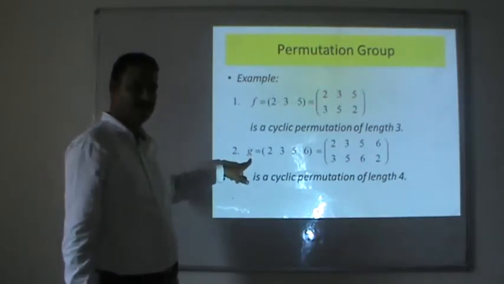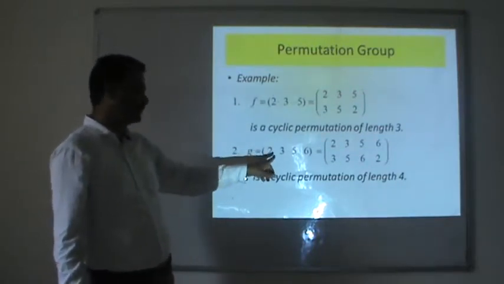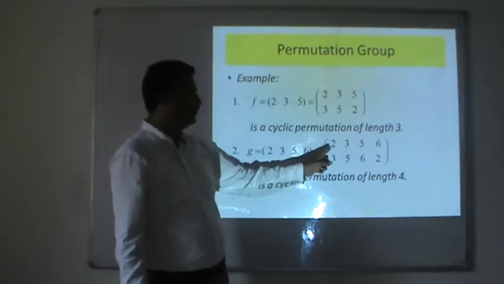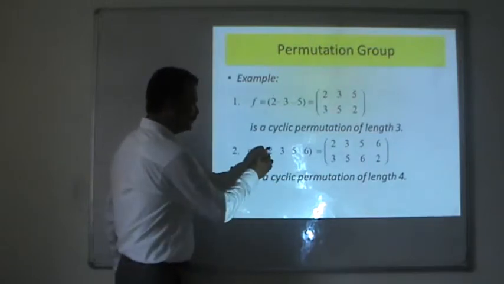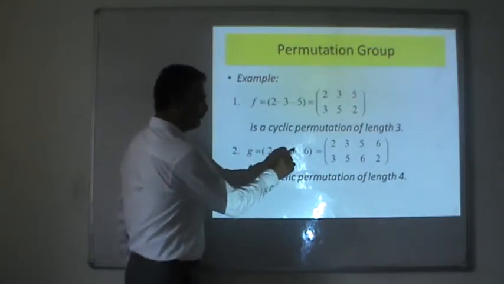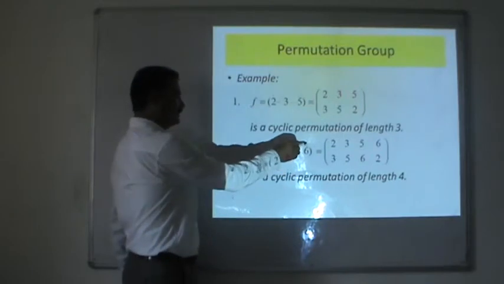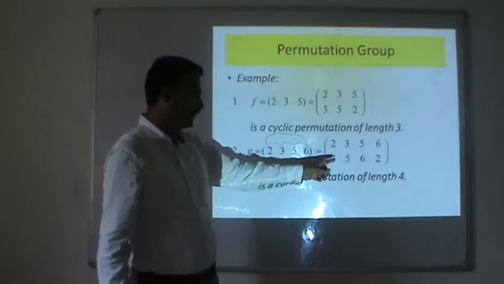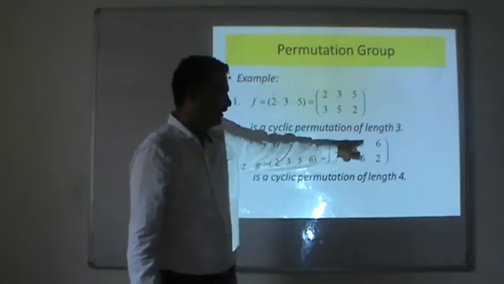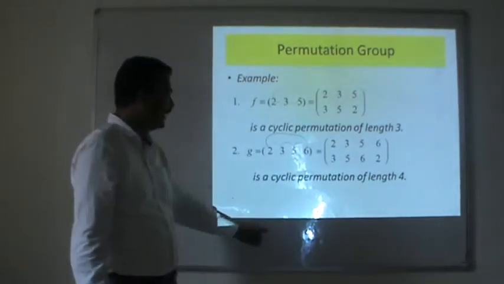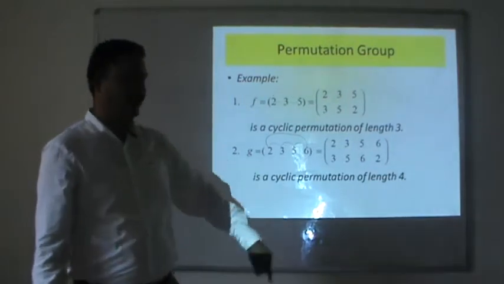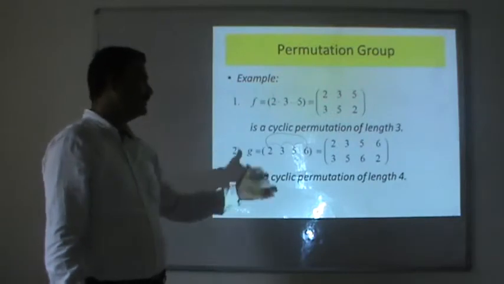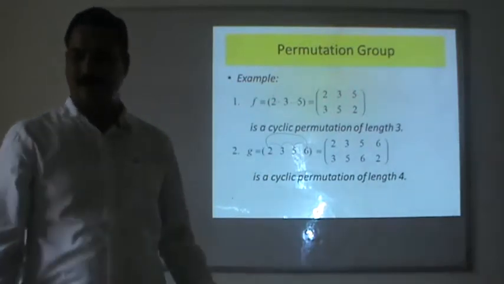Another example: suppose G consists of 4 elements, 2, 3, 5, and 6. This can be written as a cycle where 2 moves to 3, 3 moves to 5, 5 moves to 6, and 6 moves to 2. So this cycle can also be written as a permutation: 2 to 3, 3 to 5, 5 to 6, and 6 to 2. And this is a cyclic permutation of length 4, because it consists of 4 elements. All the missing elements are constants.